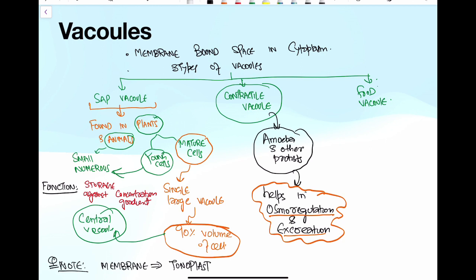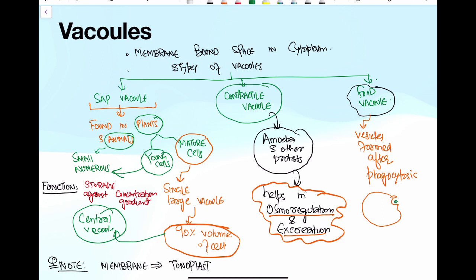Food vacuoles are typically the vesicles formed after phagocytosis. Every one of you must know phagocytosis, cell eating. For example, this is a cell and this is a food particle, green color food particle outside. Now the cell eats this by the process called phagocytosis, and this inner particle now formed is called a food vacuole. These are all questions that you can be asked about the vacuoles.